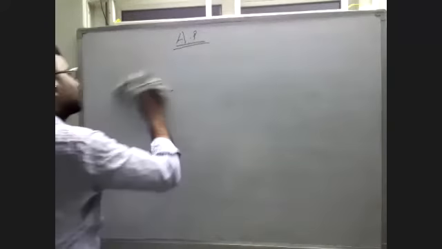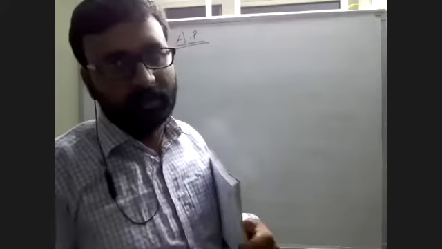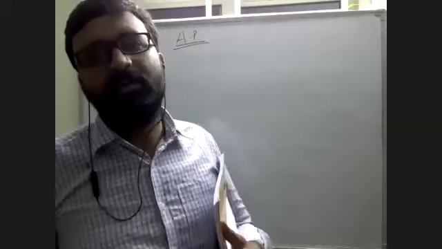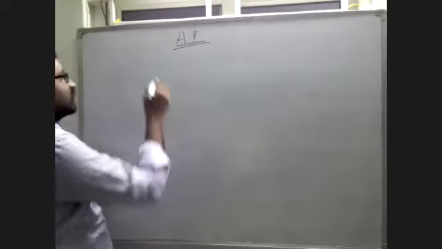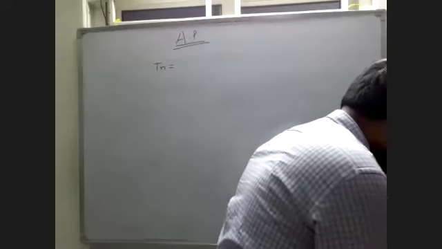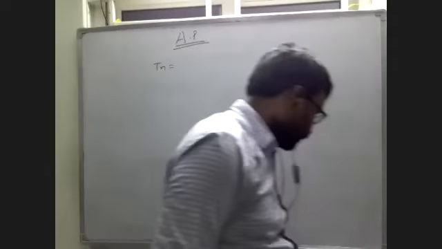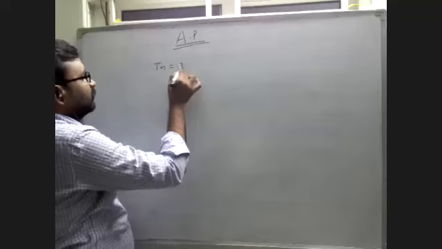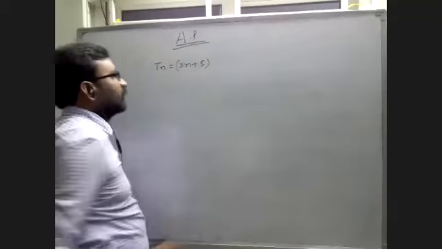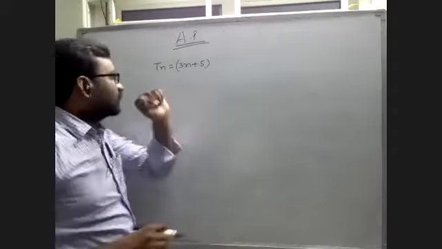In one sequence, which we are discussing about, AP, I'm taking Tn equal to something. I'm following the example only, not taking any new one, so that you can understand easily. That is 3n plus 5 that you have taken. This is some rule we are taking. Tn is equal to 3n plus 5.